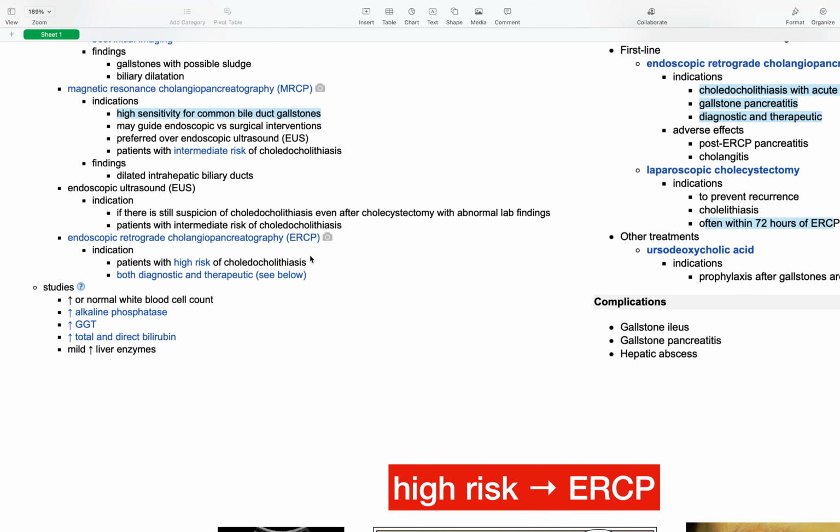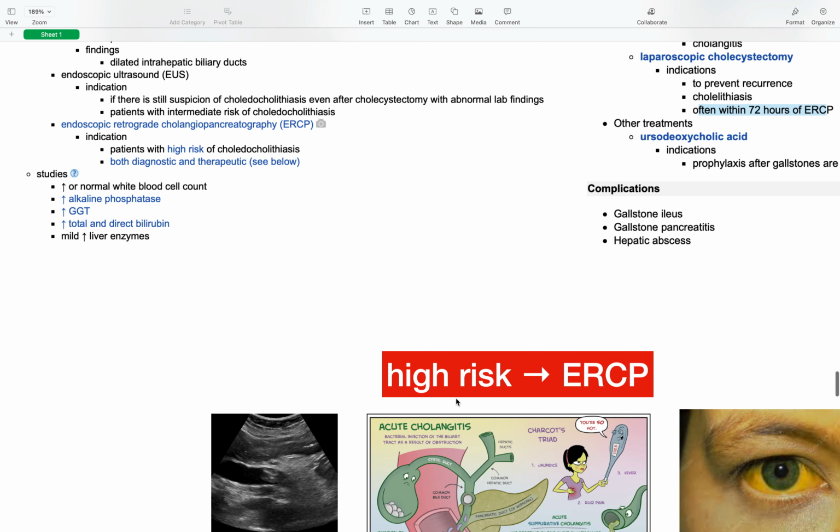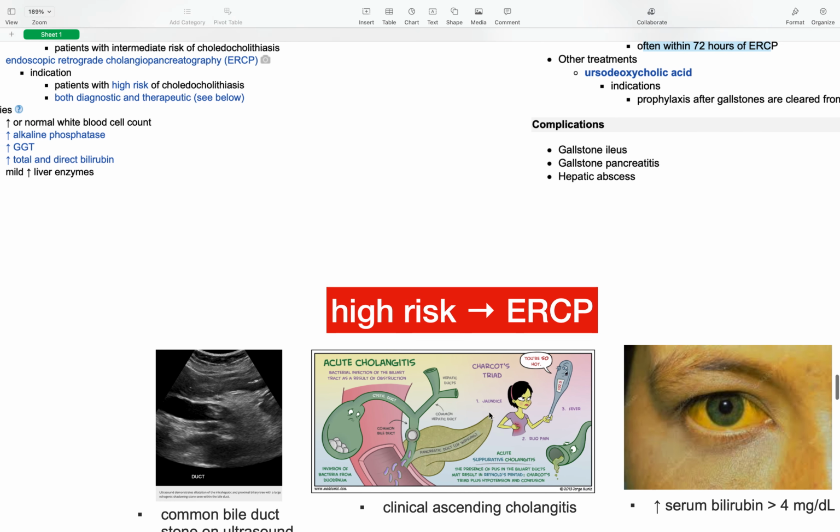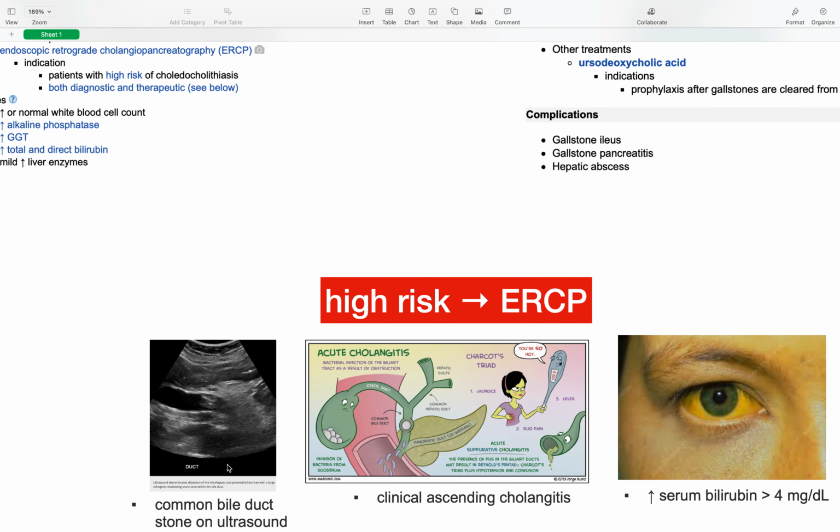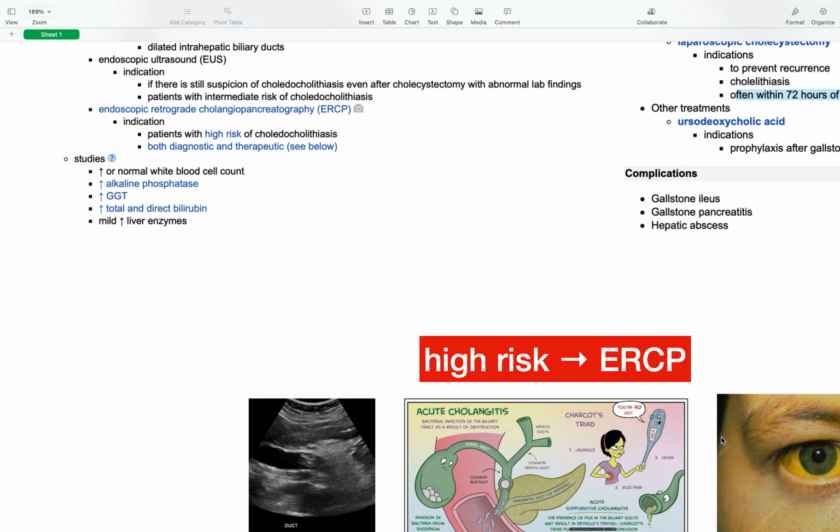Then ERCP is indicated in patients who have high risk of choledocolithiasis. It's because it's both diagnostic and therapeutic. ERCP is preferred in patients who are at high risk. High risk are patients with common bile duct stones on ultrasound, acute cholangitis, and high bilirubin level.